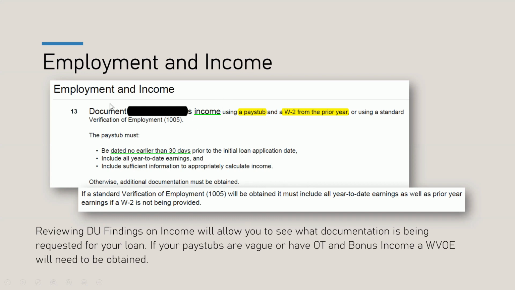So when looking at your employment, you want to definitely look at what they're asking you for, to be able to calculate your income correctly. If you're giving them base, it's a little bit easier: just one pay stub and a W-2 from your previous year. But take a look at what your DU is asking you for your employment.